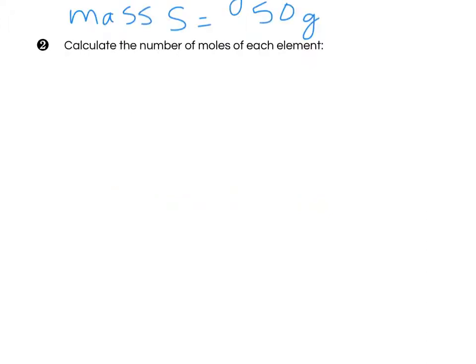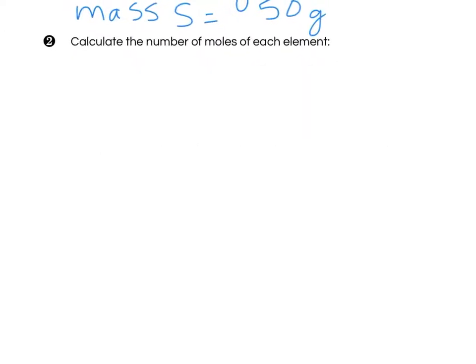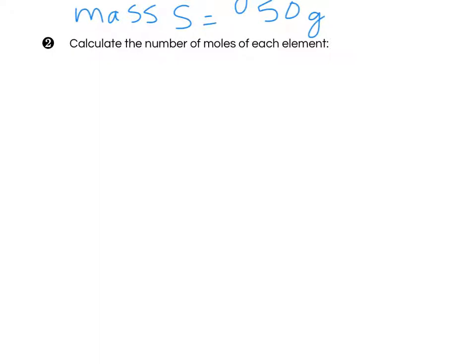The next thing you're going to do is, remember we talked about formulas being really just mole ratios? Well, if we're going to figure out the formula, we're going to need to know how many moles of each element we have in order to form a mole ratio. So you'll remember the formula. Let me get to my pen function here: the number of moles is equal to my mass divided by my molar mass.